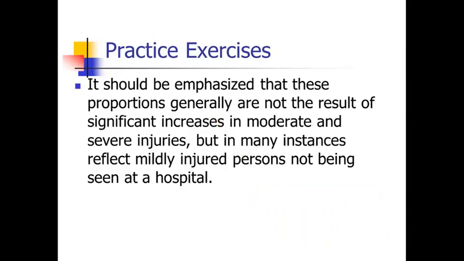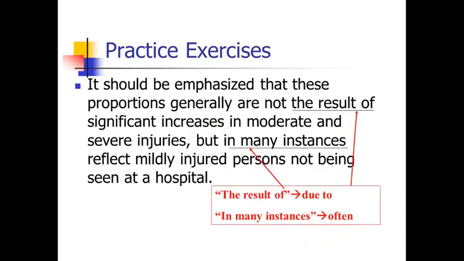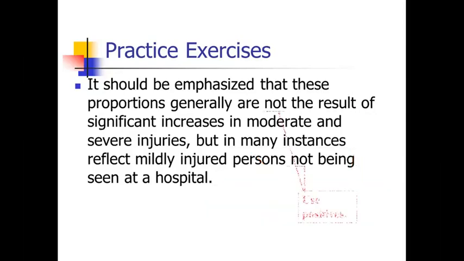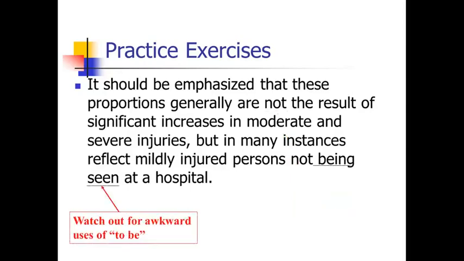You probably heard, as I was reading this out loud, some wordiness. So we got "the result of," which could be shorter; you could write "due to." "In many instances" could just be "often." So we're getting some longer phrases that we could make shorter. You probably also heard those "nots." Hopefully you're starting to recognize the use of the negative. You probably heard me stumbling over those a little bit when I'm reading. "They are not the result of significant increases." "Reflect mildly injured persons not being seen in a hospital." You can see that that's really very awkward. So can you somehow turn those into positives?